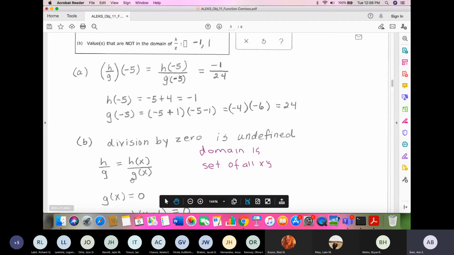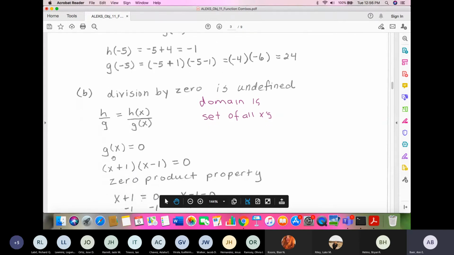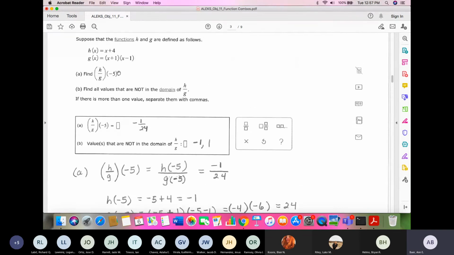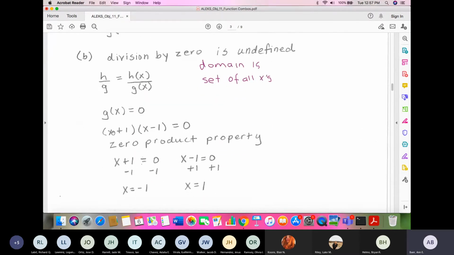Well, what is our entire denominator? It's represented in this problem by g of x. So we want to take our g of x and set it equal to 0, because that will give us the x values, if there are any, that make the entire denominator 0. What is g of x? G of x is equal to x plus 1 times x minus 1. So I took out g of x and replaced it by x plus 1 times x minus 1.